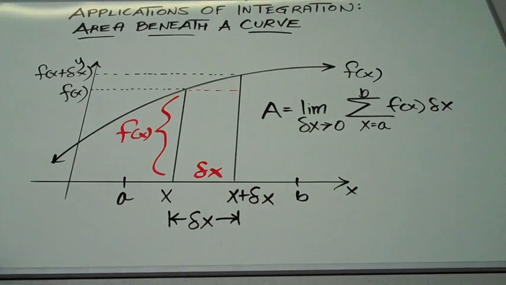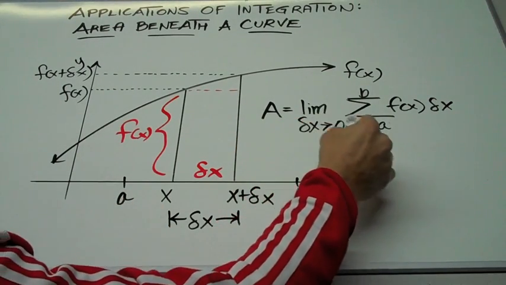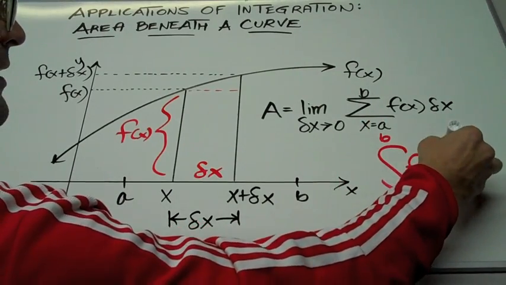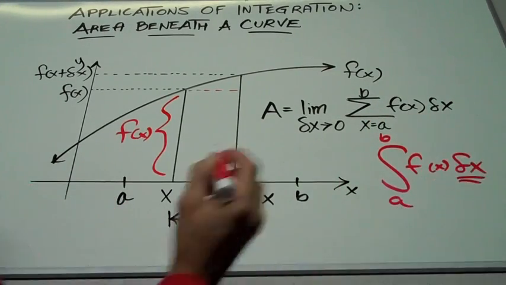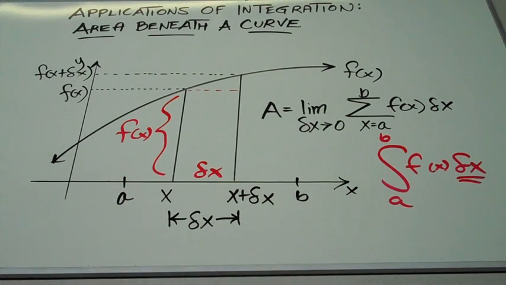Well, what is f of x times dx? It's simply base times height of a rectangle. So we're taking the sum of the area of those rectangles from a to b. Another way to say that would be the integral from a to b of f of x dx. You can see why I get frustrated if you don't write that dx there, because that is actually the width of each of these little rectangles.